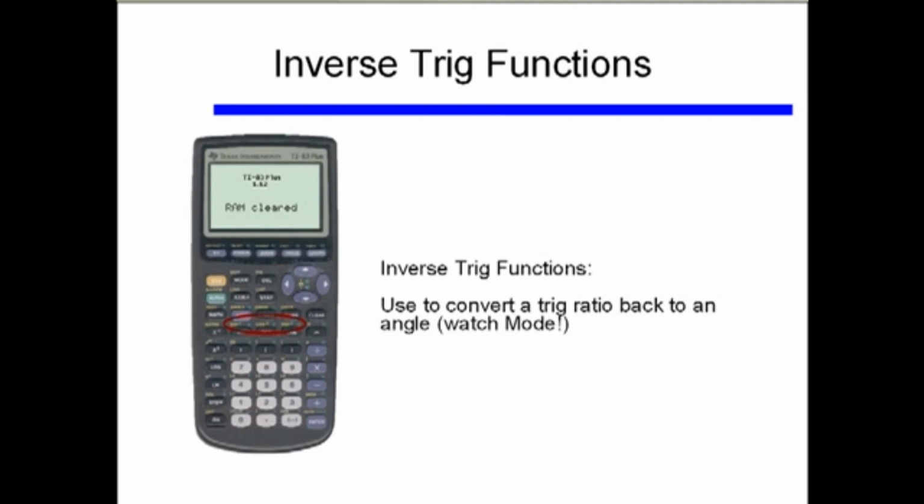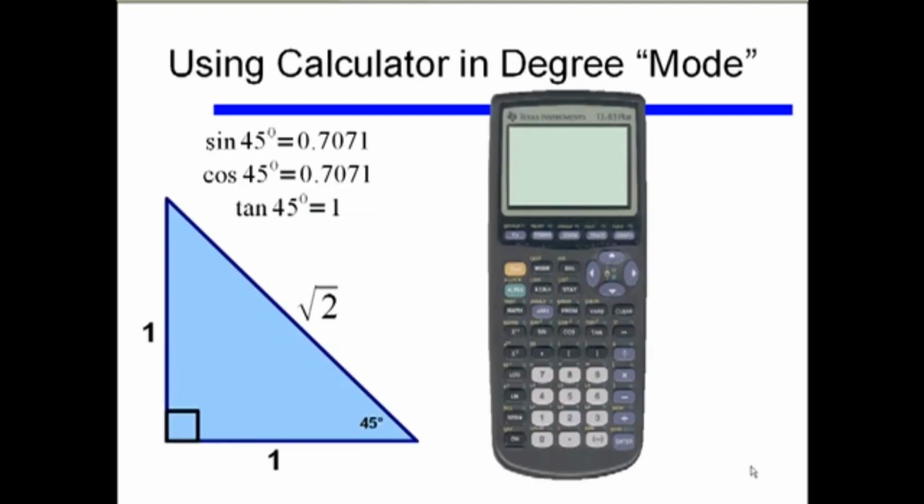That is, it takes the output that the sine, cosine, and tangent functions would give you and tells you what input would have caused that output. So we've basically reversed the inputs and the outputs. So what we'll do is put a trig ratio into the inverse function, and then it will give us the angle that caused that value. Let's look at an example.